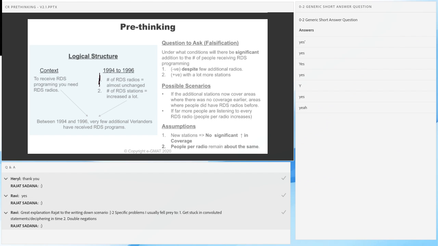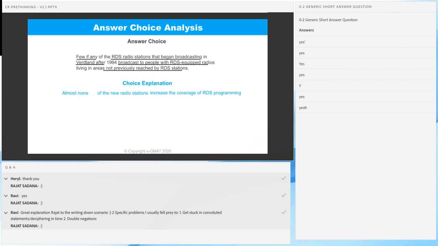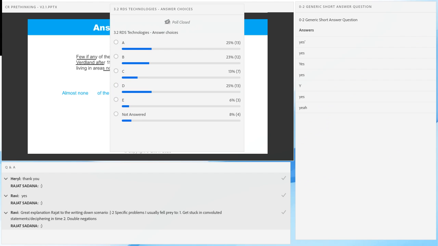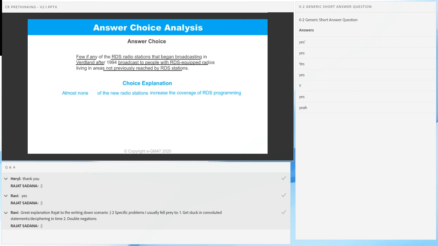But you can also see as you solve these difficult questions, it furthers your mental ability, and it leads to more connections in your brain. Okay, so let's go through answer choice analysis, and before that, I'm going to share the poll. Here is the poll for RDS Technologies. This is how you guys answered. Choice A is the correct answer. 25% of you got this right. Let's look at why choice A is the correct answer.